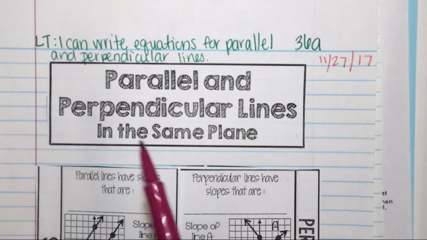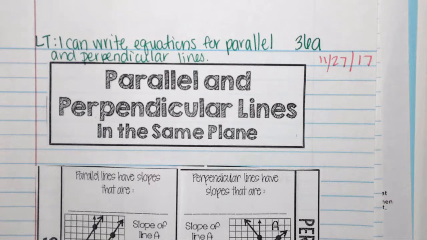Alright, what about perpendicular lines? Opposite slope. They have opposite. It starts with an R. Reciprocal. Opposite reciprocal.